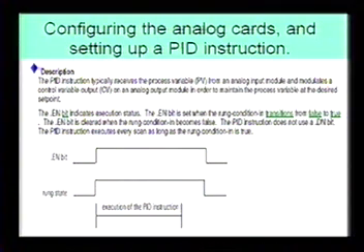The .EN bit indicates execution status. The .EN bit is set when the run condition transitions from false to true. The .EN bit is cleared when the run condition becomes false. The PID instruction does not use a .DONE bit. The PID instruction executes every scan as long as the condition is in a true condition. So you can see here, this is your rung state, and the .EN will turn on as long as the instruction is allowed to turn on.